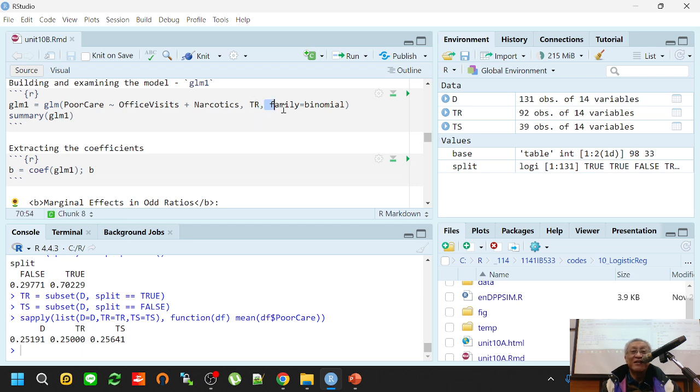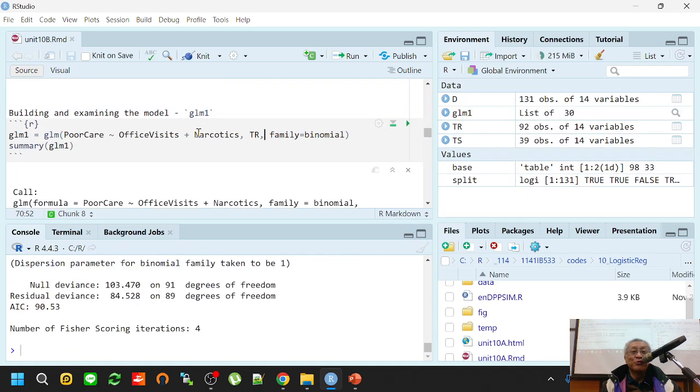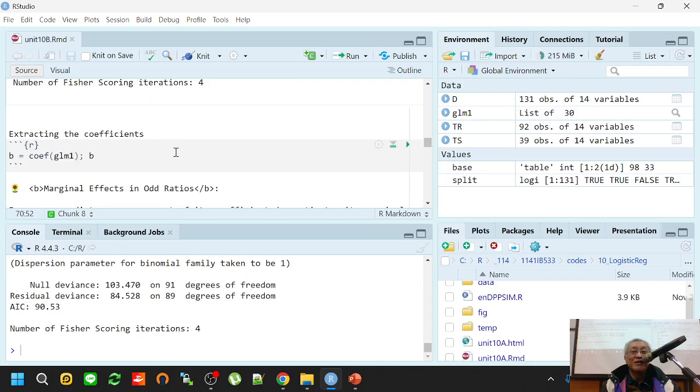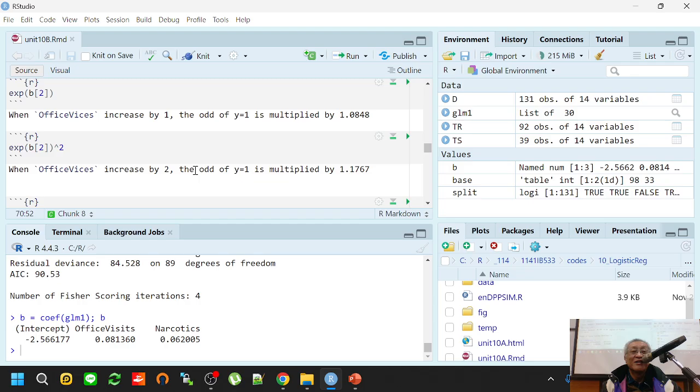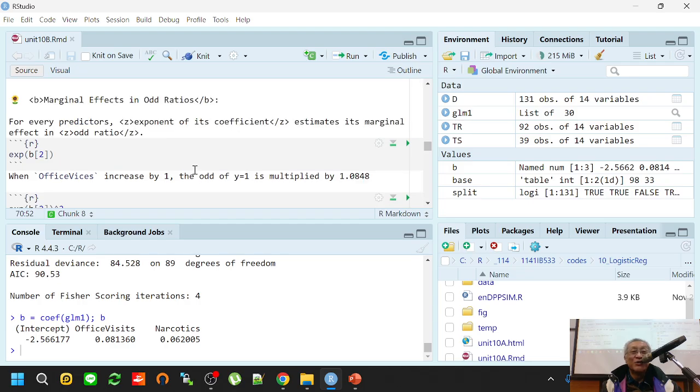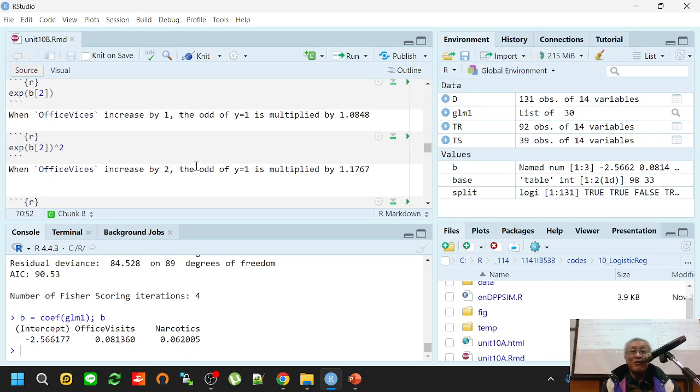And as I said, for logistic regression, you need to specify the family. Again, we can build a model and take a look at its coefficients.